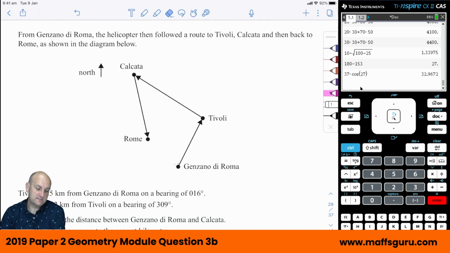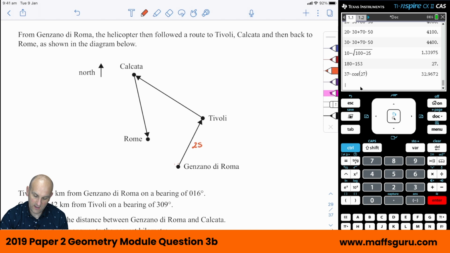Okay, so the next part of the question says, from Genzano di Roma, I'm going to keep saying that, the helicopter then followed a route to Tivoli, Calcutta, and then to Rome, as shown in the diagram below. Okie dokie, thank you very much. Tivoli is 25 kilometres. Now, I'm looking at this already and thinking, sine rule, cosine rule. We haven't had those yet. Tivoli is 25 kilometres from Genzano di Roma.